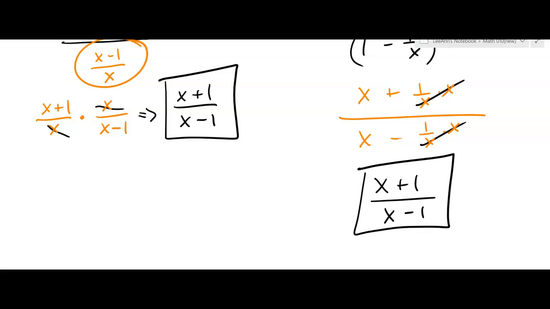Which way do you like better? It doesn't really matter. Sometimes I think it's easier to do it this way. Sometimes I think it's easier to do that way. But you get the same answer. Okay, so that's the idea behind complex rational expressions. There's another example in the next video.